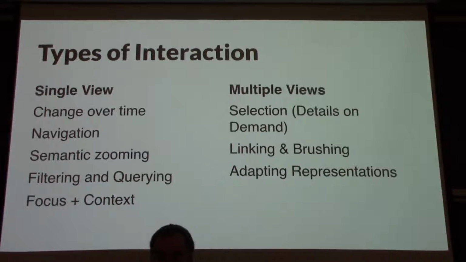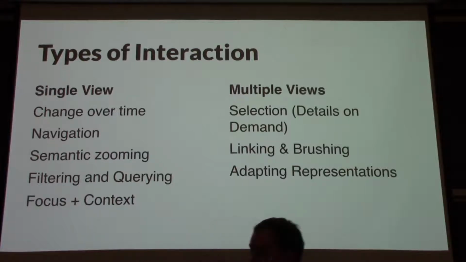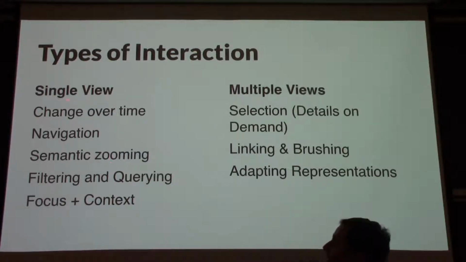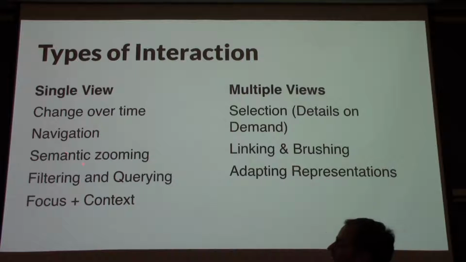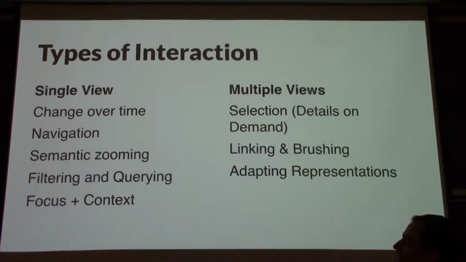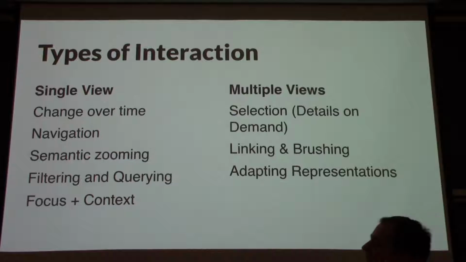So we had this classification of types of interaction. In a single view we have change over time, navigation, semantic zooming, filtering and querying, focus and context. So we talked a little bit about those two. We'll continue and I'll quickly recap what we talked about here, and then we will continue on to these ones.